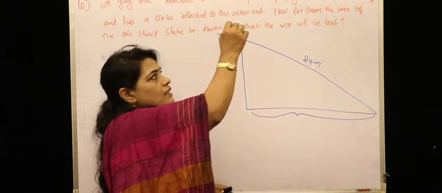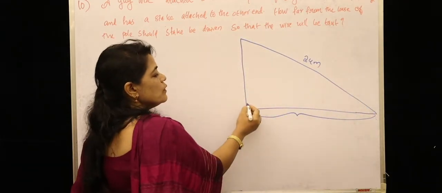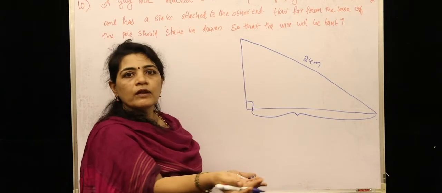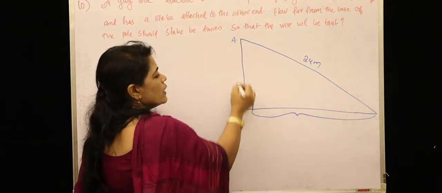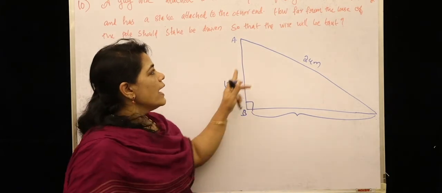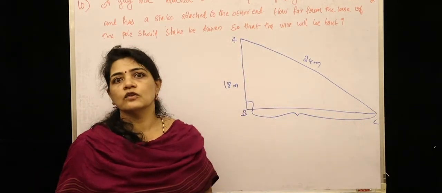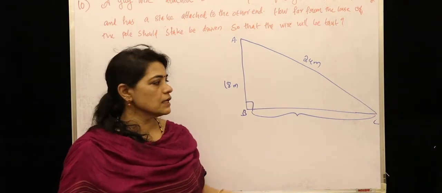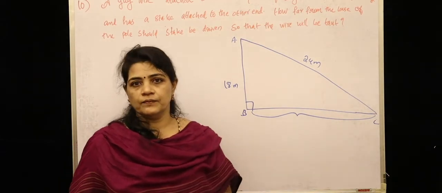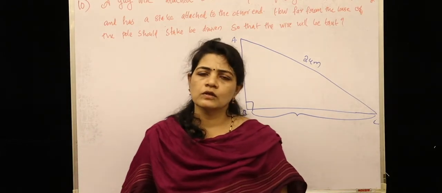One end is kept at the top and the other end is on the ground. So we know that this vertical pole and ground will make 90 degrees. So AB is the height of the pole and that is given as 18 meter. And this vertex is C. So AC is the length of the wire, that is 24 meter as given. So we need BC. So it forms a right triangle. So definitely we can apply the Pythagoras theorem.